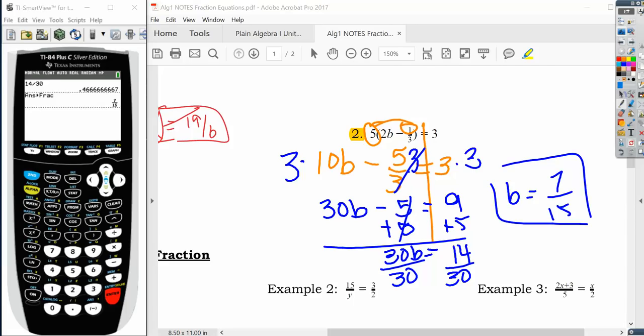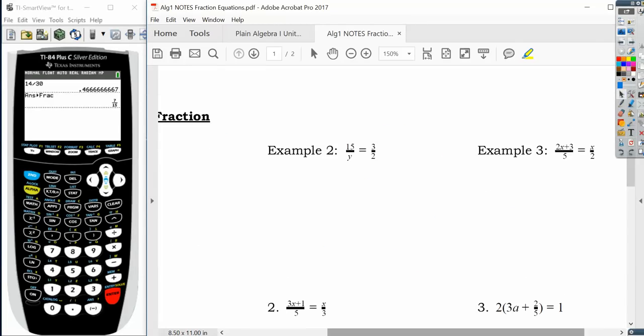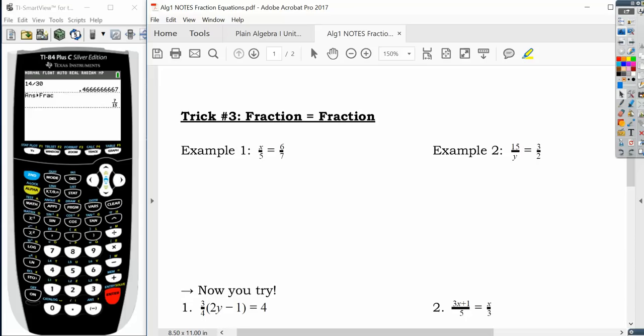Okay, so hopefully you're doing okay with the first two tricks. We have one last trick to talk about. I want you to take a preview at these problems. So I'm going to go ahead and highlight mine. Okay. And if I look at these problems, what's scary about these problems? You're telling me that the denominators are different, right?